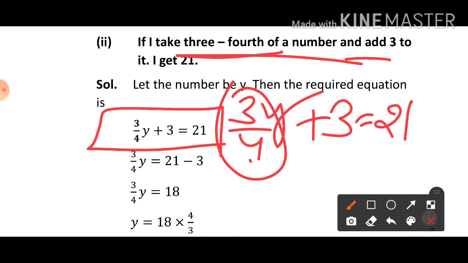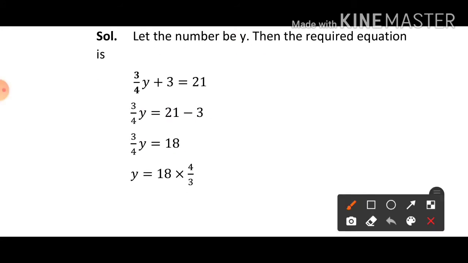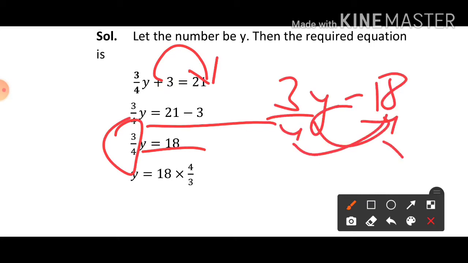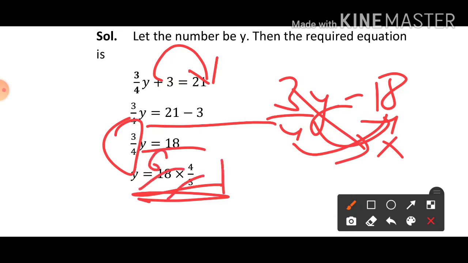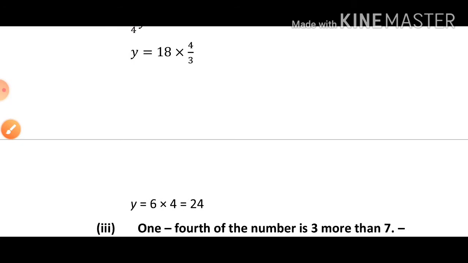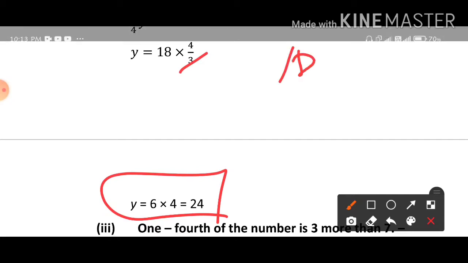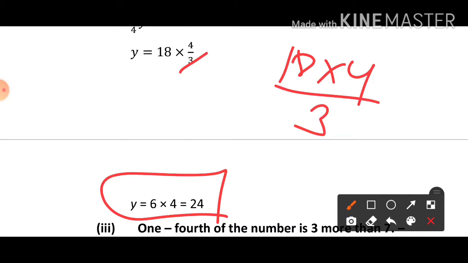After this we'll solve. So it means we have to transpose the constant from here. So transpose 3 to the right hand side, which changes into minus 3. So 21 minus 3 is 18. As 3 by 4 y is equal to 18, if we transpose to this side, 4 will change into multiplication and 3 will change into divide. So 18 into 4 upon 3. So 3 ones are 3, 3 sixes are 18. The remaining number is 6 into 4, which is equal to 24. Or directly we can multiply 18 into 4 and after that divide by 3.